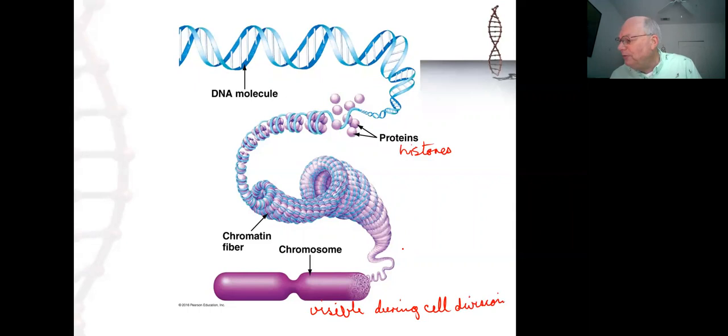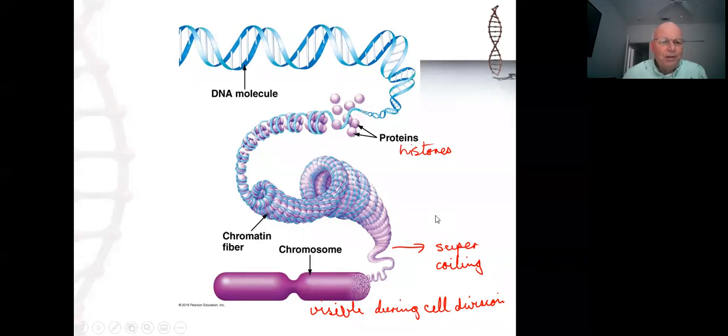So this process is called supercoiling. The supercoiling occurs when the cell is prepping for cell division. And so at the beginning of cell division, you actually have visible chromosomes because they've become supercoiled. They've gone from the chromatin form to this supercoiled chromosome form as part of the prep for cell division.